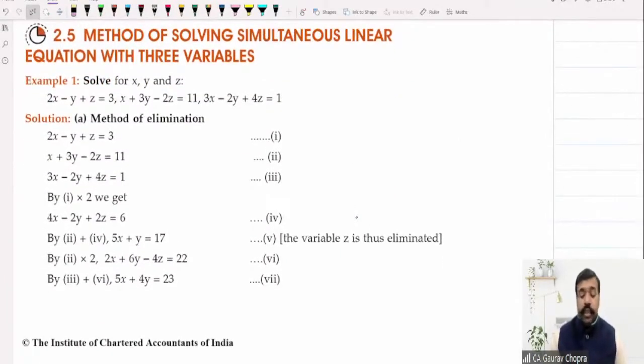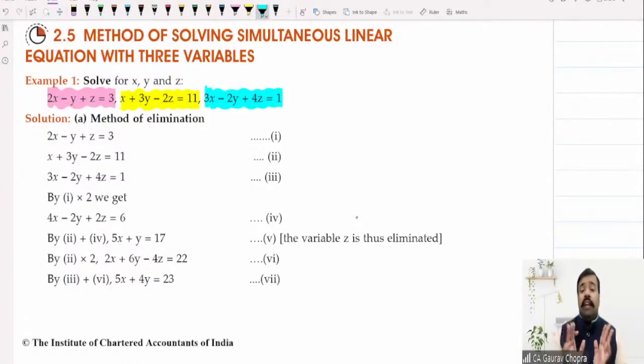Now, similarly, we have questions based on 3 variables. 3 variables means we have x, y, as well as z. So in case of 3 variables, what do we have to do? First of all, there are 3 equations: the first one, then the second one, and the third one. So these are the 3 equations with 3 variables.